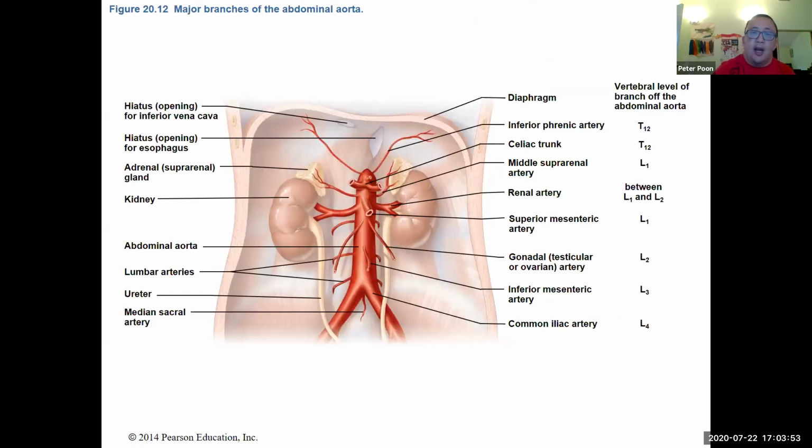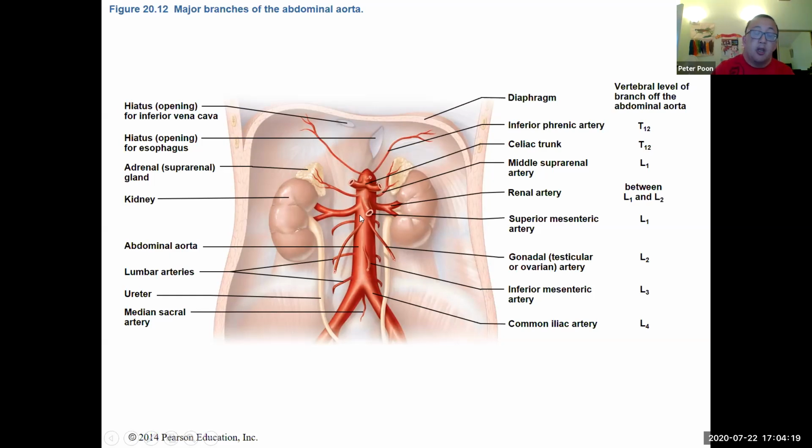All right, now the other ones, the paired ones. The first pair goes to the suprarenal, so it goes to the adrenal glands. They can also be called the suprarenal glands, because supra and ad actually mean the same thing, and renal means kidney. Okay, so here are the renal arteries. They go to the kidneys. See how much bigger they are?